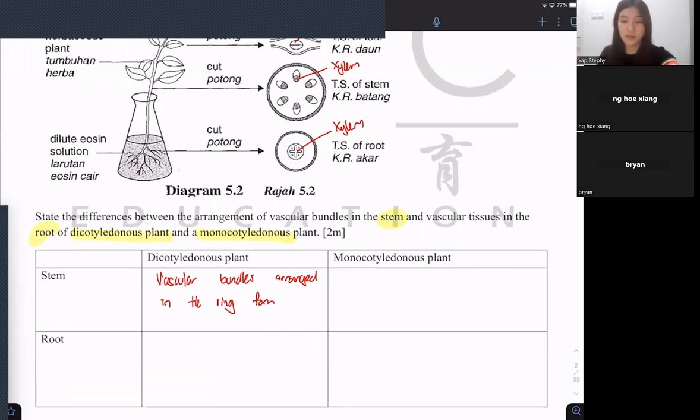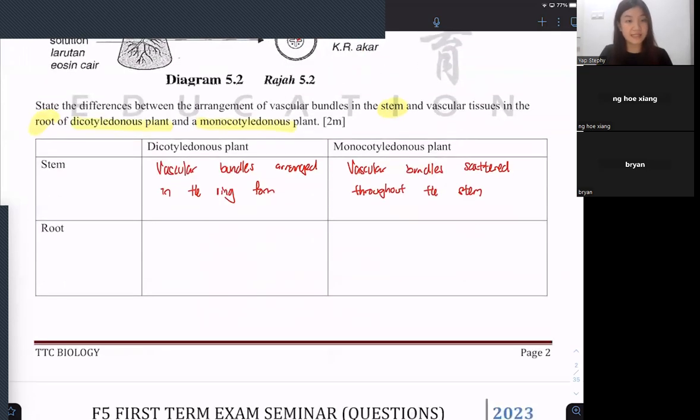So this is a keyword. So you all can put it here. Vascular bundle scattered throughout the stem. Yeah, like this.